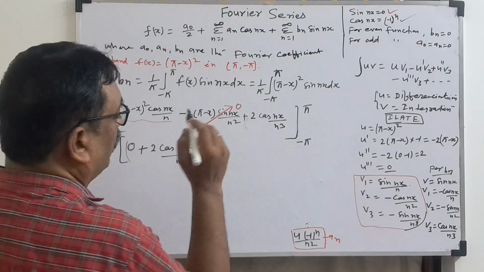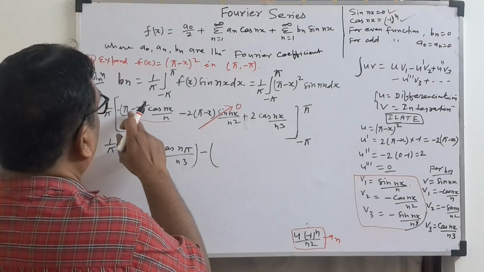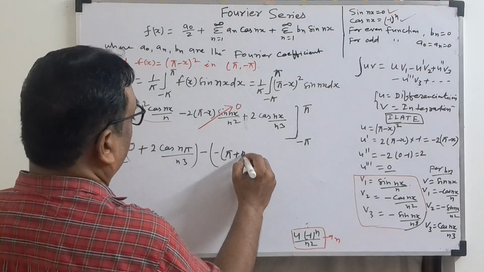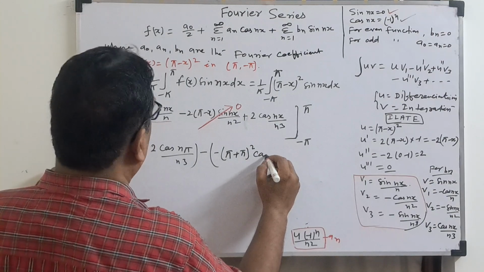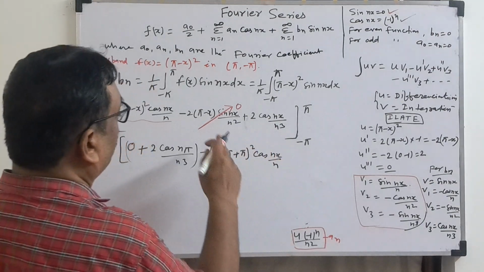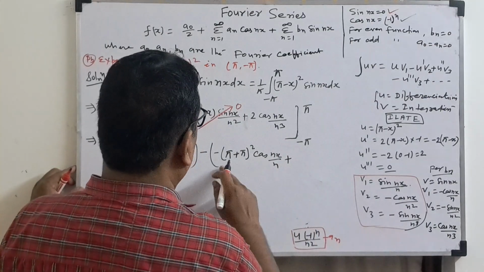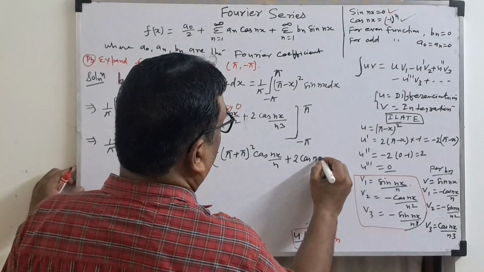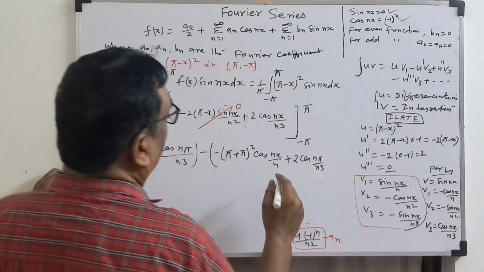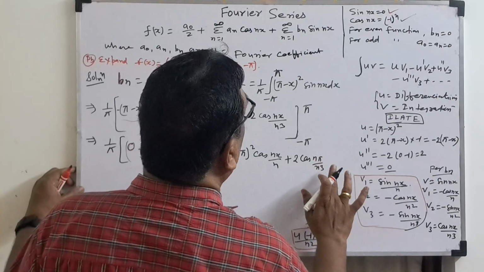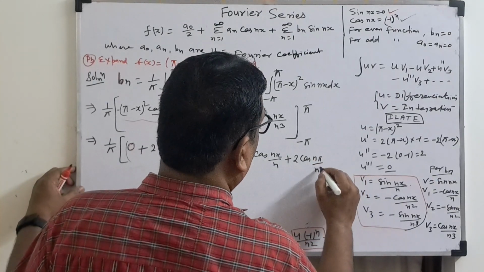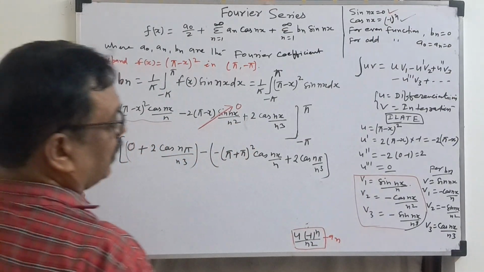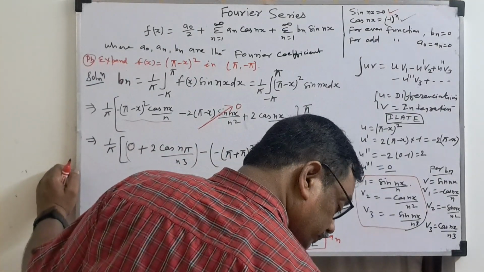Upper limit over. Now lower limit minus. So here minus already there. Pi and minus plus pi. So square cos nx by n. This is already 0 plus, what is 2 cos n pi by n cube. Substituting x, so n pi by n cube. Okay.